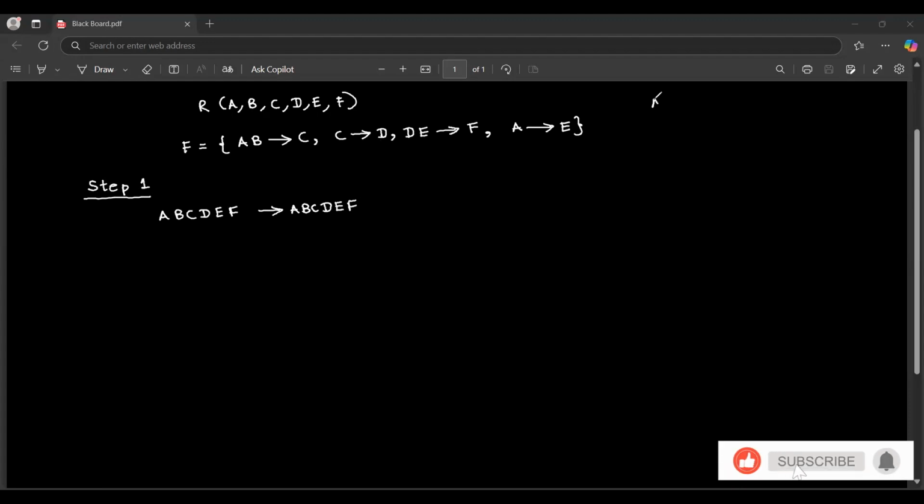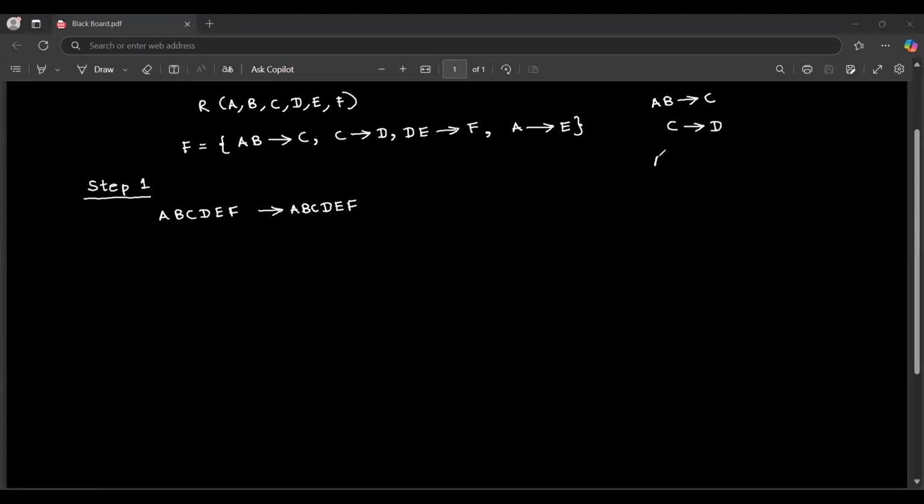Fine. So we have A, B functionally determines C, and A, C functionally determines D. We have C functionally determines C. So we can say AB functionally determines CD. And we know AB functionally determines AB. So we can say AB functionally determines ABCD. That's great. Now we have DE functionally determines F.